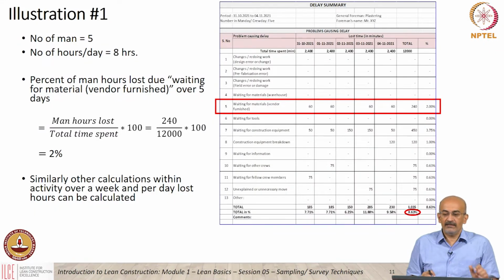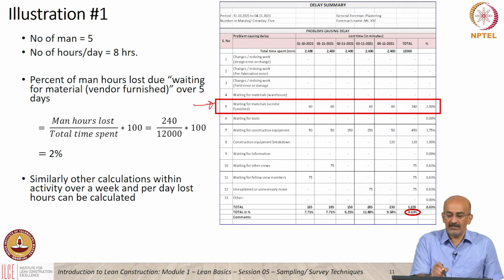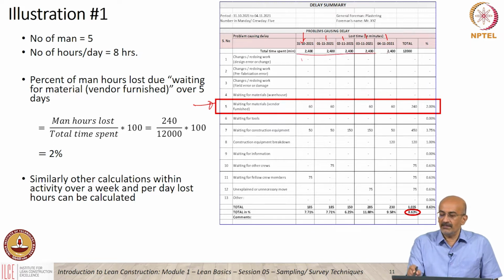Here is another illustration of how the delay summary can be looked at. Here is one version where you have, for example, waiting for materials on days 1, 2, 3, 4, 5 of the week. Here is the total time in minutes that has been quantified, and here is the actual delay, and again the total delay and the percentage delay are quantified here.